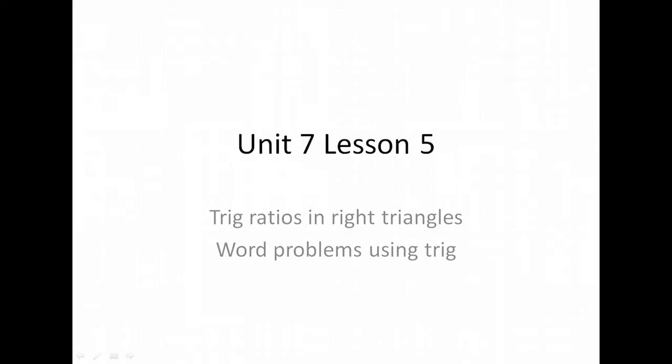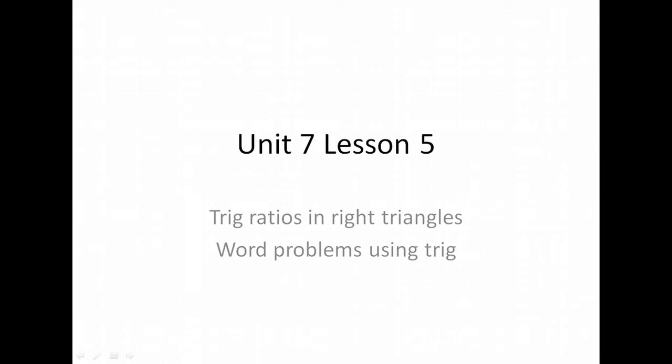Yes, today we're talking about Unit 7, Lesson 5. We're talking about the trig ratios in right triangles. Previous to this, we've talked about specific right triangles, which were 30, 60, 90, and 45, 45, 90, where the trig ratios have special values or simple values. We're also going to talk about word problems that use trig.